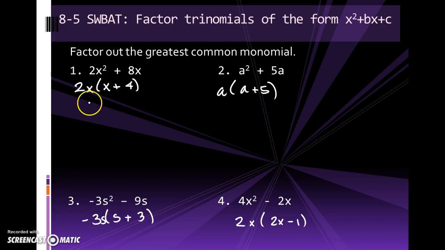Just remember to check yourself. So 2x times x is 2x squared, 2x times 4 is 8x. If you don't get back to here once you're done, then you know you messed up somewhere. Number 2, they only had an a in common, so it's a times a plus 5. Number 3, negative 3s came out, so when your leading coefficient is negative, factor out a negative. I'll say that again because it's important. When the leading coefficient is negative, factor out a negative. Left over was s plus 3 for that one. Number 4, we took out a 2x, and then left over was 2x minus 1.